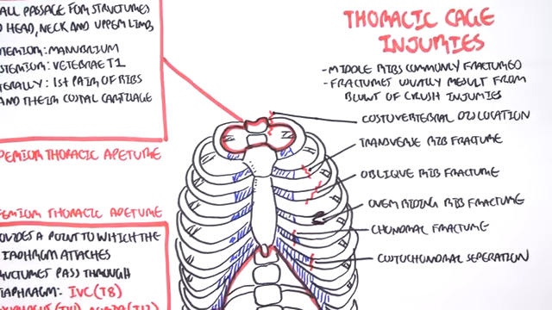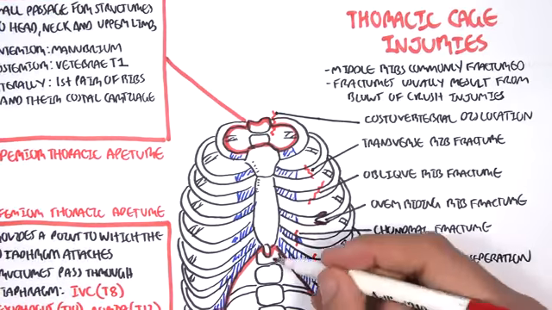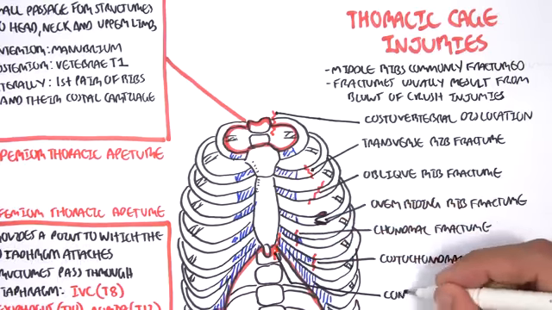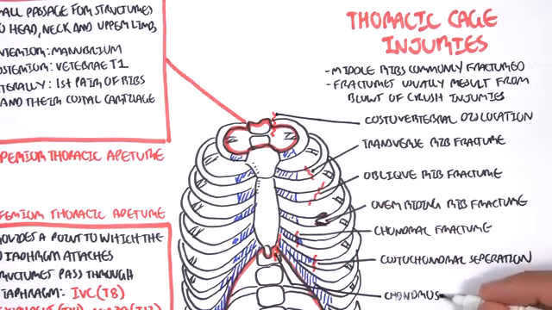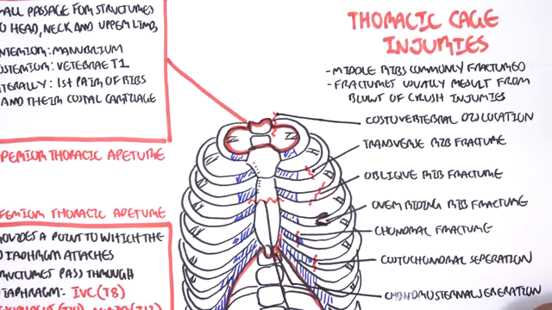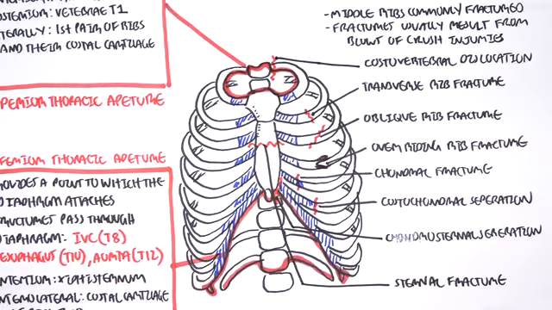bone, chondrosternal separation, so that's sternal involvement, as well as a sternal fracture. And this is right in the center of the sternum. So those were some types of thoracic cage injuries.